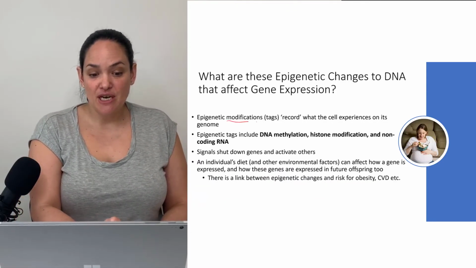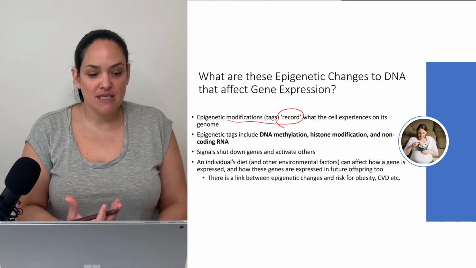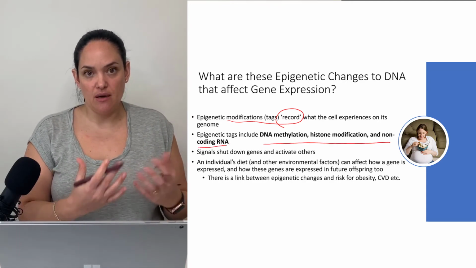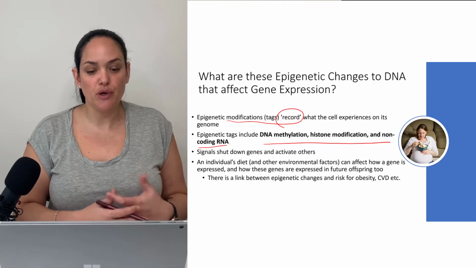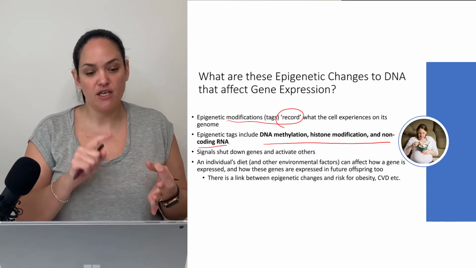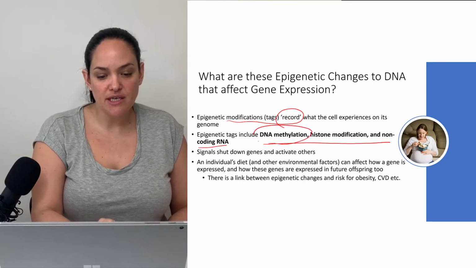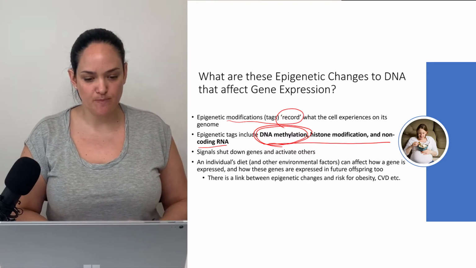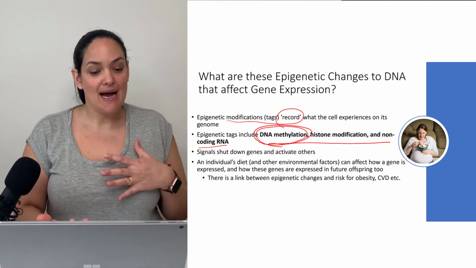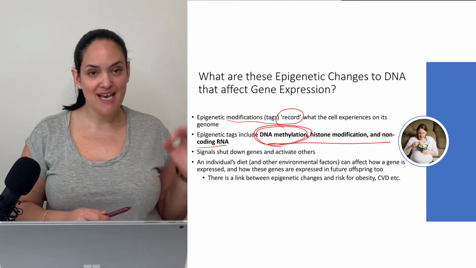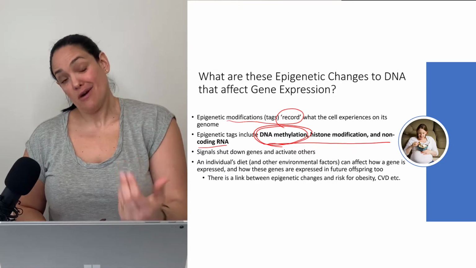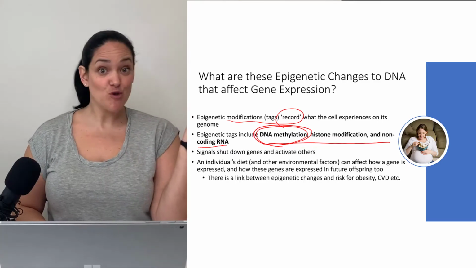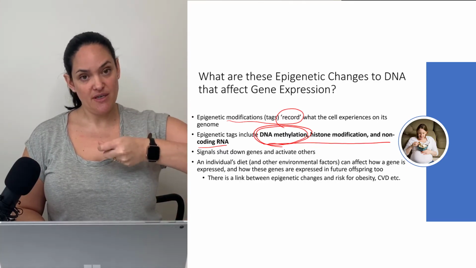So like I said, these epigenetic modifications record what a cell experiences on that genome. The three main epigenetic tags that we know of, that there's research to support, are DNA methylation, histone modification, and non-coding DNA. Most studies into epigenetic modifications focus on DNA methylation, which is what we'll focus on as well. These tags basically alter gene expression. What your mother experienced, what you experienced, perhaps what your grandfather and grandmother experienced, maybe further generations as well, that is recorded.